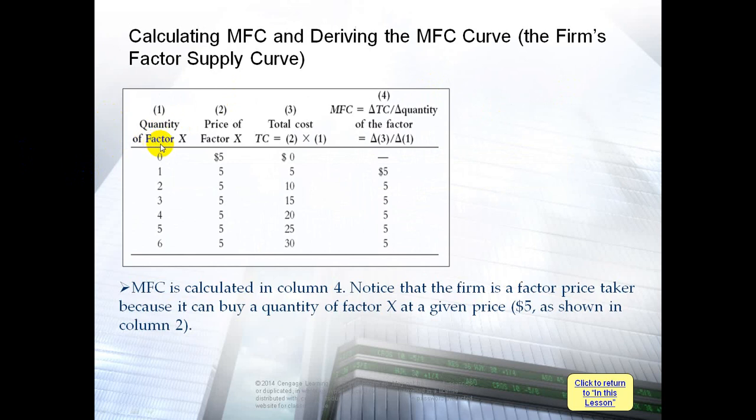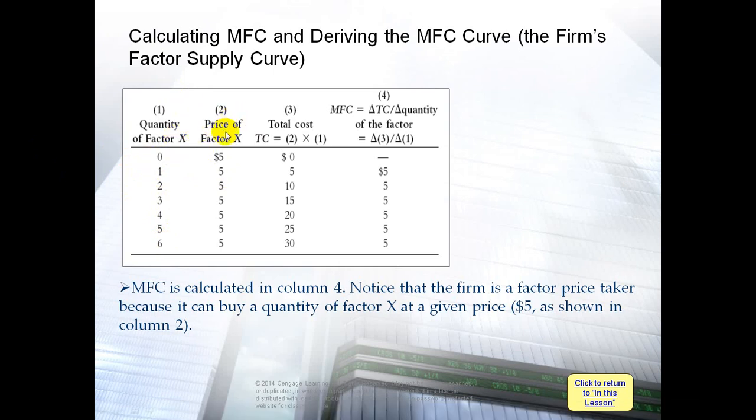We have the quantity of factor X. Let's say factor X is machines, for example 0 machines. Price of the factor is 5. Let's say each machine costs you $5. So, for example, one machine, 2 machines, 3 machines, 4 machines, 5 machines, and 6 machines.